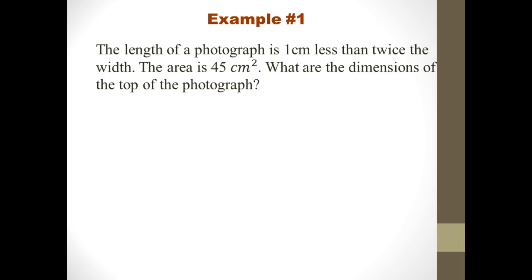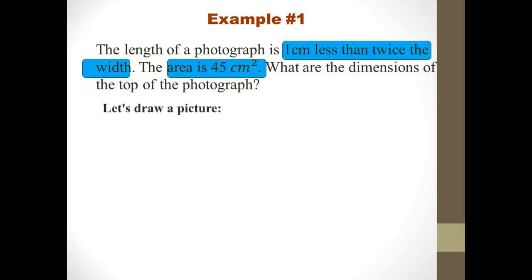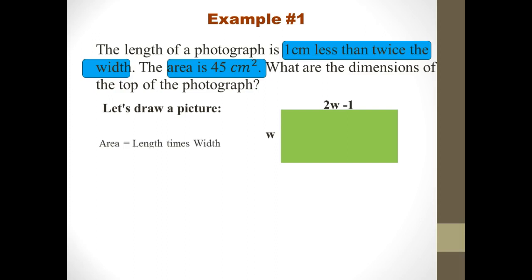Here's our second example. The length of a photograph is 1 centimeter less than twice its width, and the area is 45 square centimeters. Now we want to find the length and the width of this photograph. So as always, we're going to start with a picture. Then we're going to label our picture. Again, we do not know what the width is, but we do know that the length is 1 centimeter less than twice the width. So we represent that by 2W minus 1.